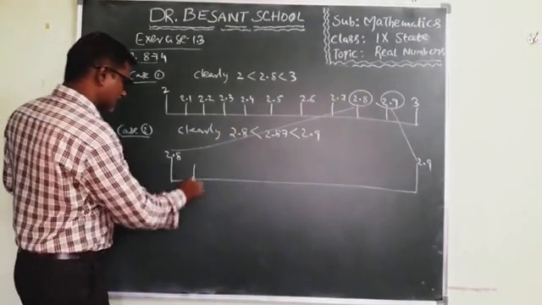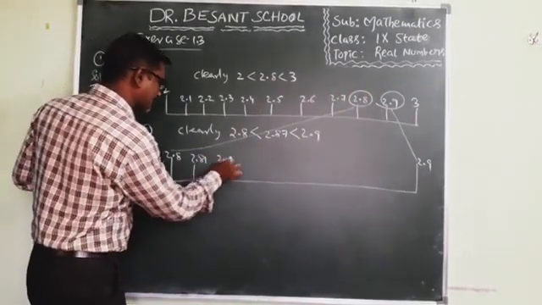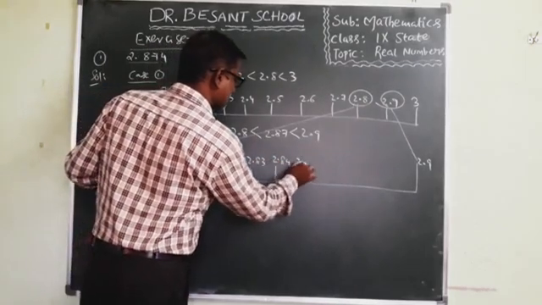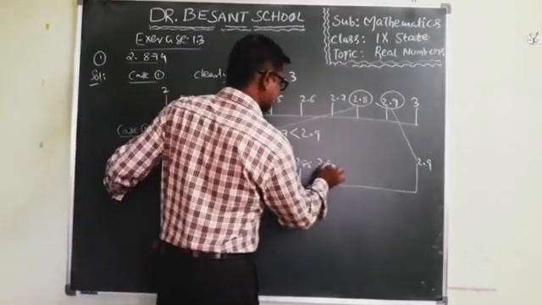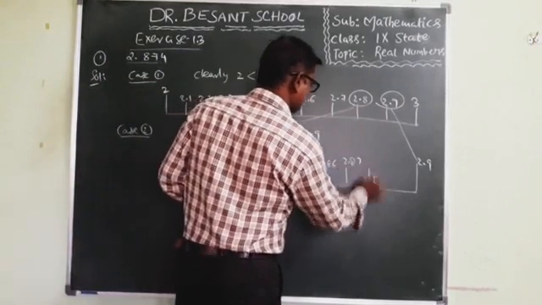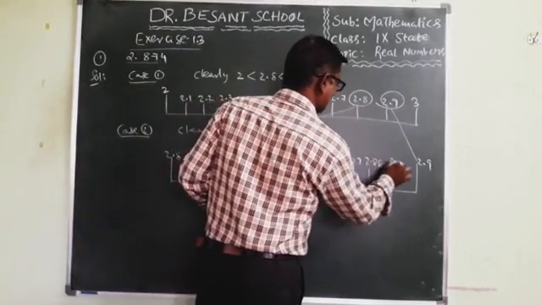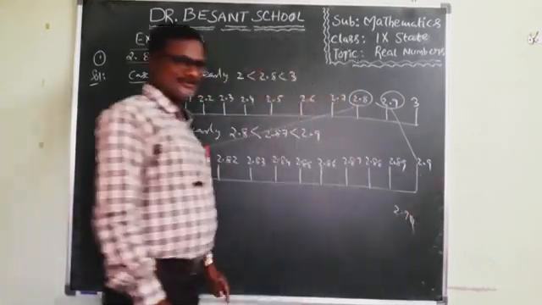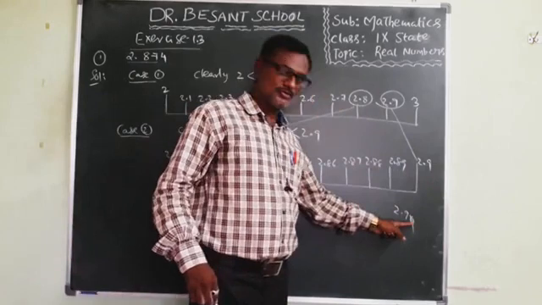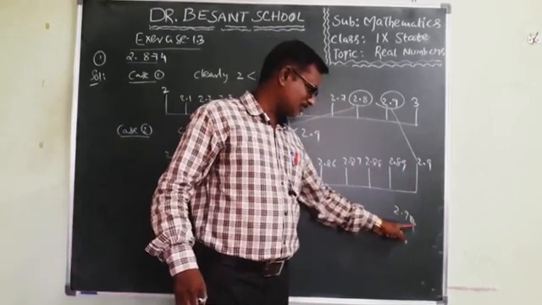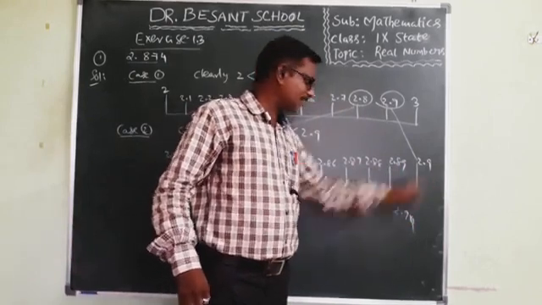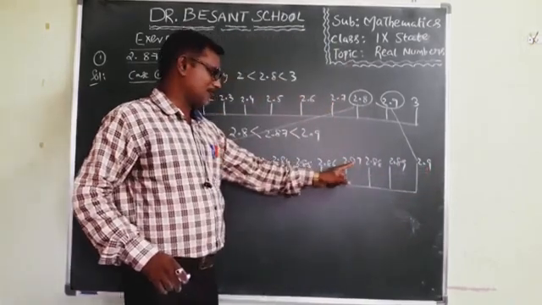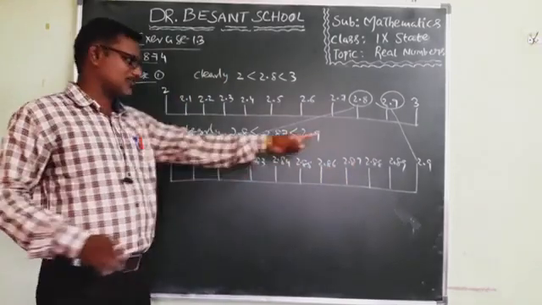Yes, 2.8, after that 2.81, 2.82, 2.83, 2.84, 2.85, 2.86, 2.87, 2.88, 2.89. 2.89 after that is 2.90, which is nothing but 2.9, since there is no value for the 0. Okay children, this is 2.87, and 2.87 lies between 2.8 and 2.9.